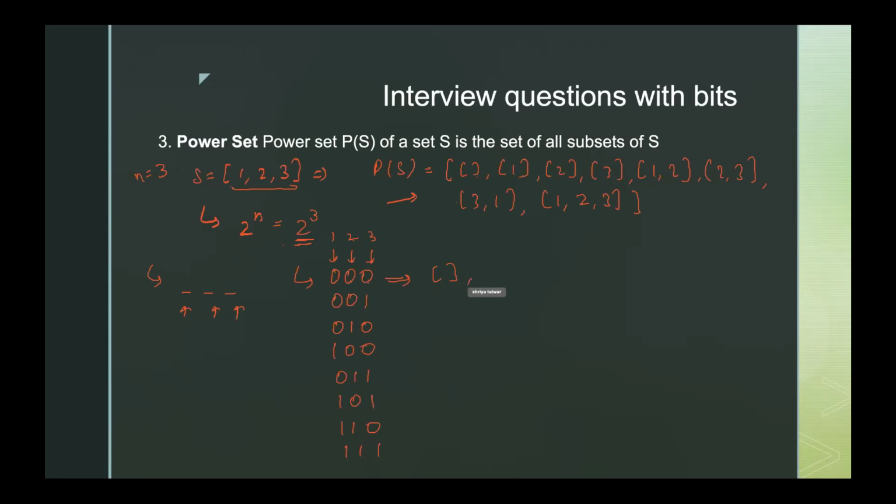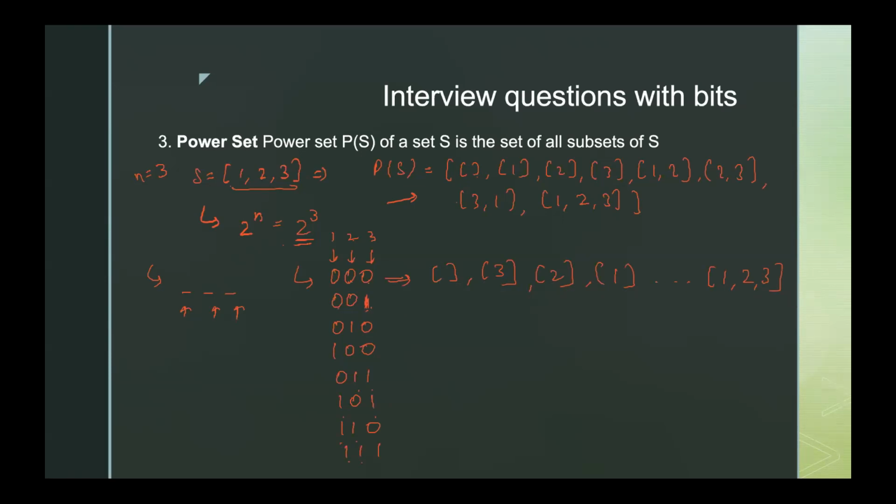Now the second one is 0 0 1. So in this case, the number which is represented by this bit is going to be present, and the rest of the numbers are not going to be present. So this is 3. Now we have 0 1 0, so this 2 is going to be present in the set. Then this is going to be 1. And similarly, we can have all these where a combination of 2 elements is there in the subset, and the last one is going to be 1 1 1, where all the bits are set and all the elements are going to be present in the subset.